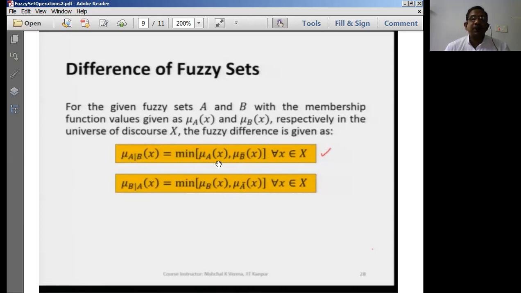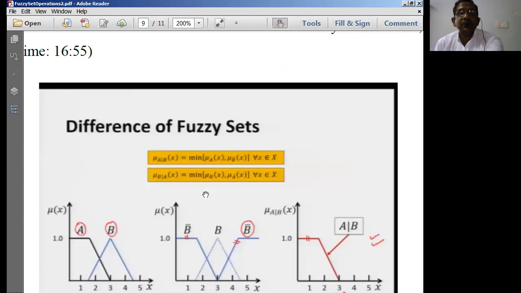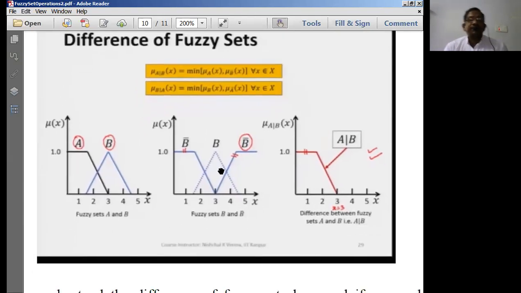So if it is A minus B, the function with A will come first. If it is B minus A, the function with B will come first. Okay, so this is the representation for the difference of two sets. So when you go for a difference of two sets, what are we going to have? Simply the minimum of the membership functions.